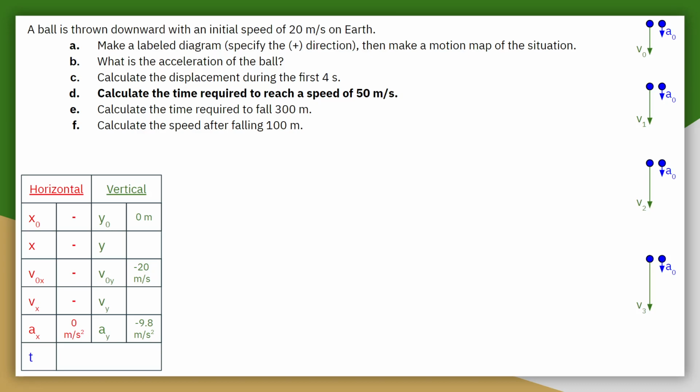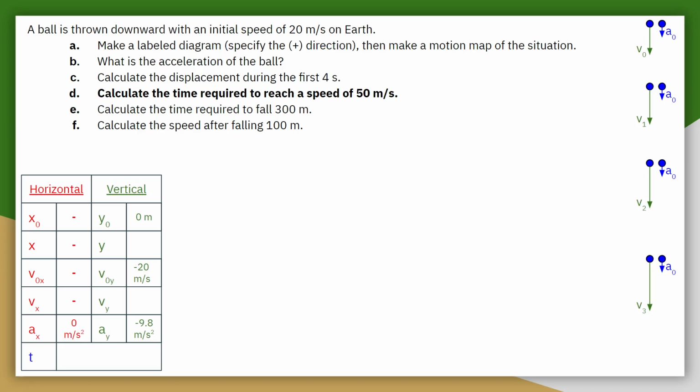Now, for the next part D, we need to calculate the time required to reach a speed of 50 meters per second. Now, my list of horizontal variables stays the same, as does my starting position vertically of 0 meters, my starting velocity vertically of negative 20 meters per second, and my acceleration vertically of negative 9.8 meters per second squared.